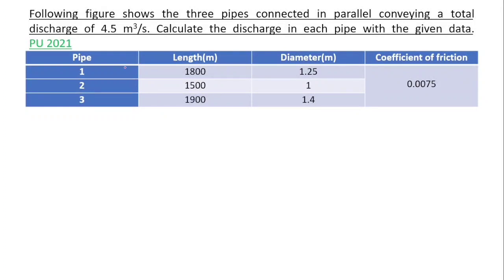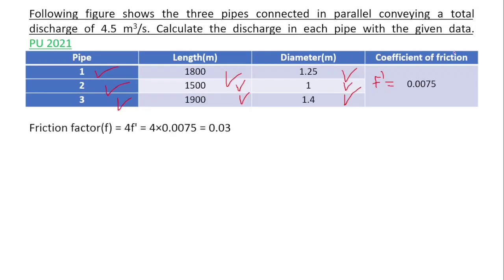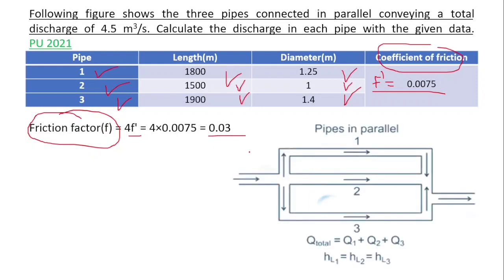So this is the given data for pipe 1, 2, 3. Length is given, diameter is given, and coefficient of friction denoted by f dash is 0.0075. So to convert coefficient of friction into friction factor f, we multiply this f dash by 4, f = 4f', so we got 0.03. So this is the figure.